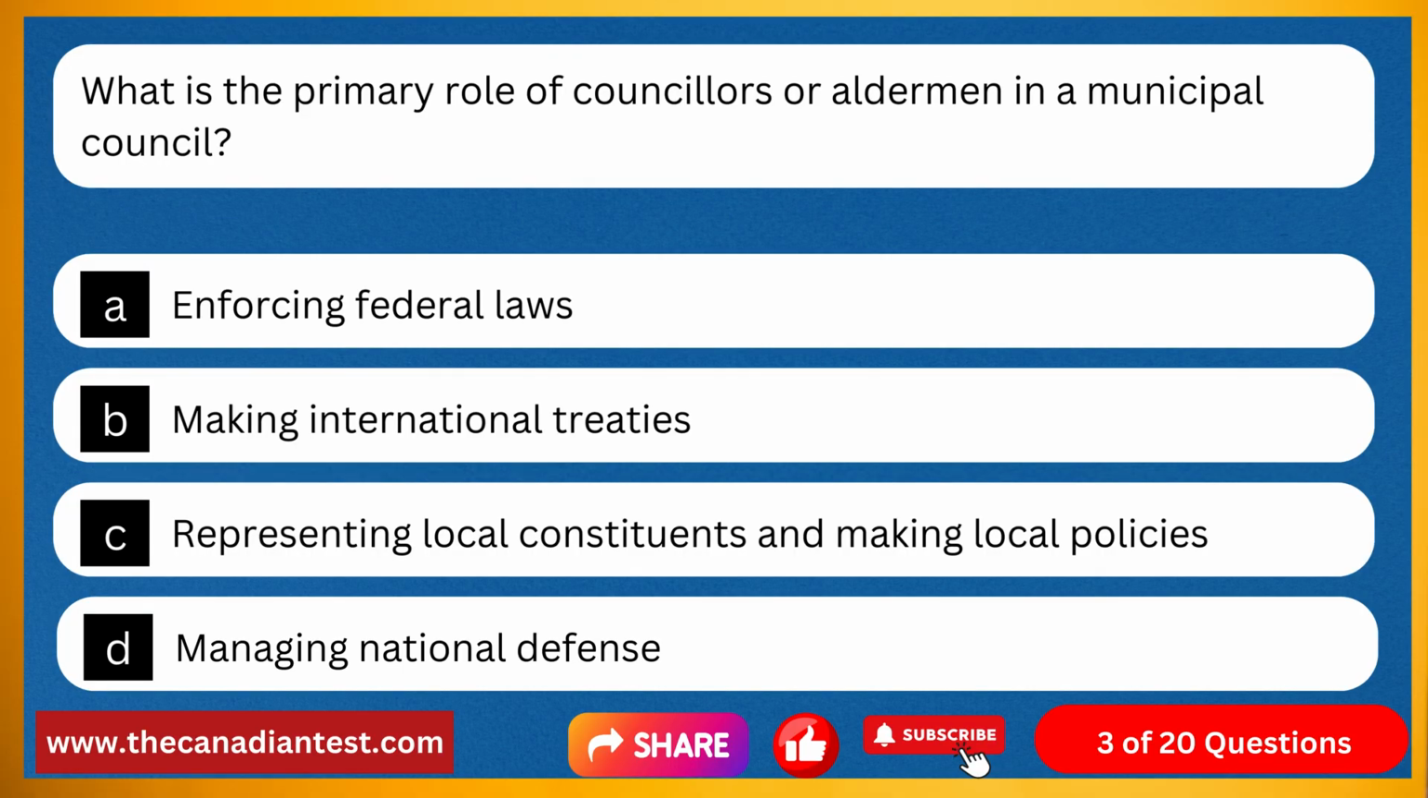Question 3. What is the primary role of councillors or aldermen in a municipal council? Option A, enforcing federal laws. Option B, making international treaties. Option C, representing local constituents and making local policies. Option D, managing national defense.